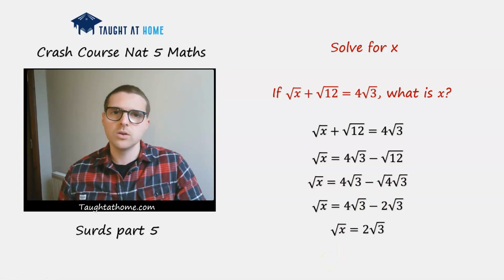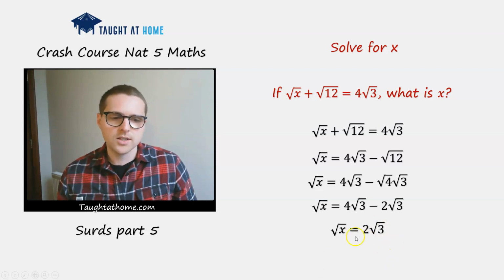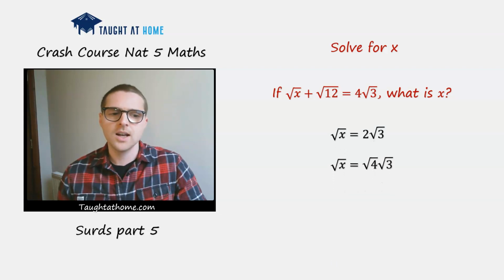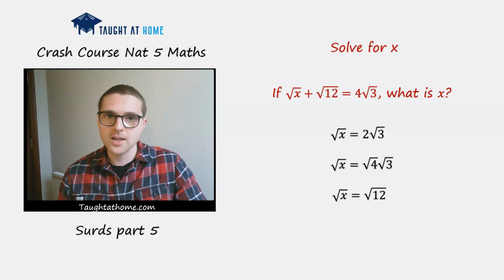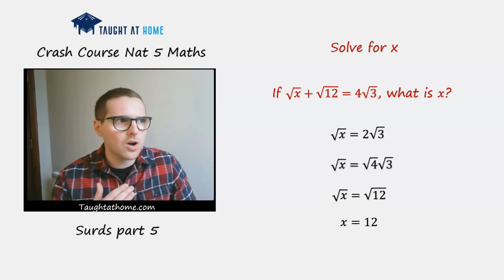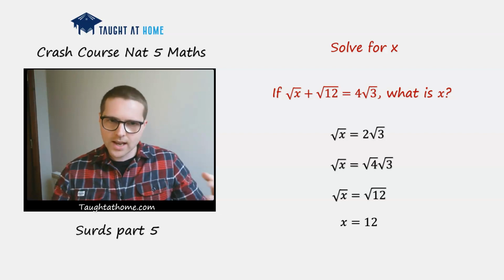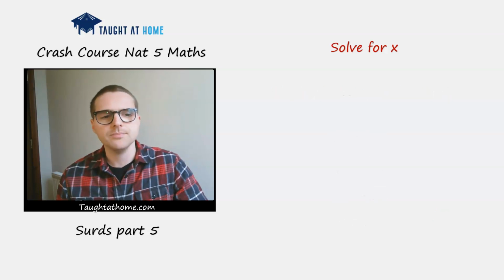And now we're going to go back in reverse by converting this into a root. So we're going to have root 4 root 3. Multiply those two together and we're going to have root 12. So root x is root 12, so x is therefore 12. Quite a long process doing that. We're bringing together several techniques into one, so it's quite advanced.